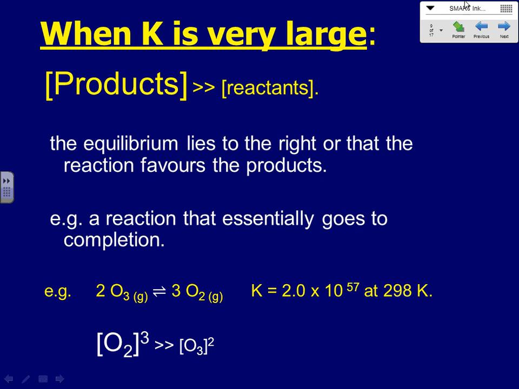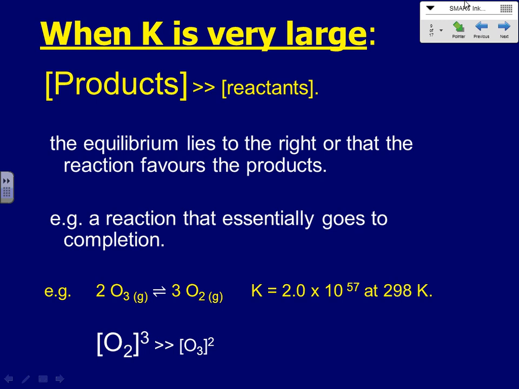So when K is large, and again, simply think of that relationship, products over reactants. When K is big, there's a lot of product. Here's an example of a reaction with a very large K value. O3 decomposes to produce 3O2.